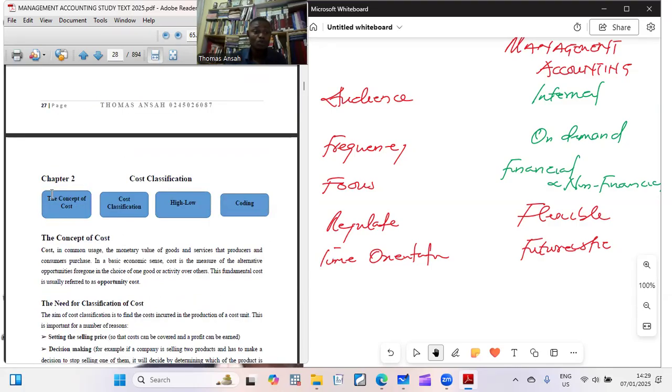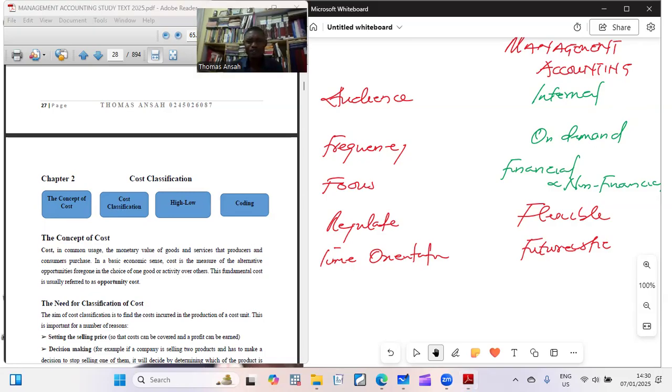In our lecture 2, we will talk about these things. We will talk about the concept of cost classification, how to do high-low segregation of fixed cost and variable cost after we've talked about the classification. Then we will see how we will do coding. All right. So get ready for that. And after that one too, there are past questions that you go through. So it's made easy for you.